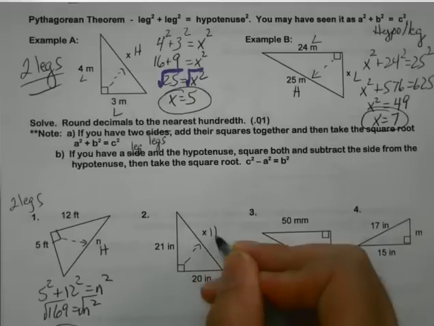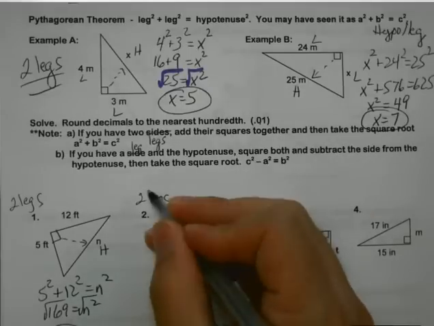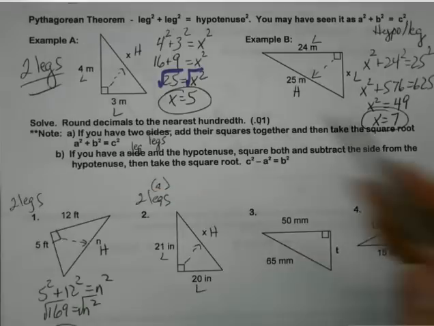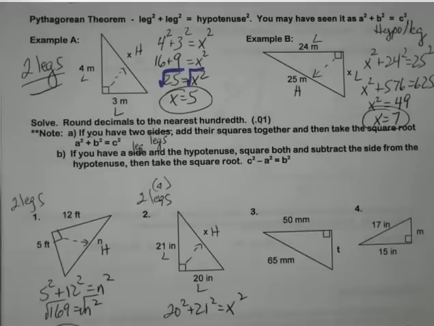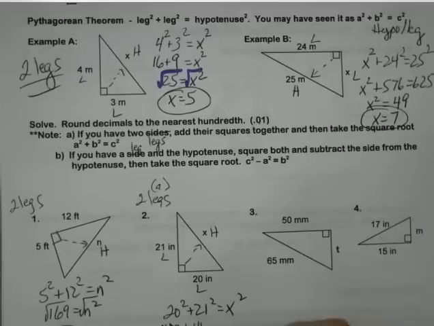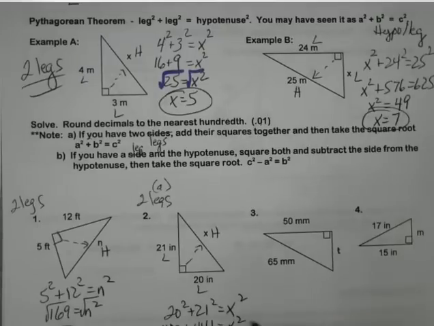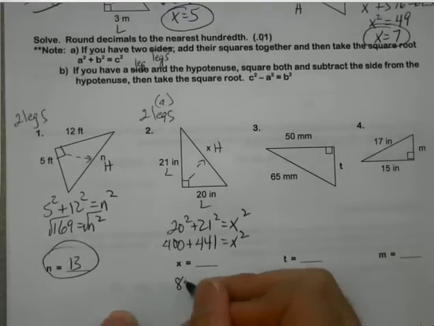Again, I'm looking for the hypotenuse. I have 2 legs. So again, I refer back to letter A here. So I have 20 squared plus 21 squared equals x squared. So again, as you work through these, oops, ran out of room. We'll move up a little bit here now that we have the idea. Sorry about that.